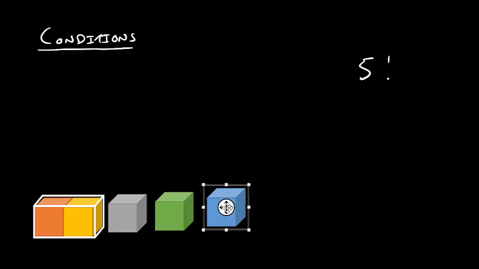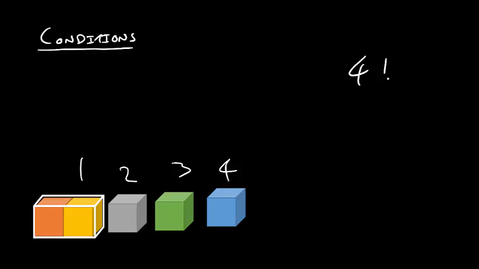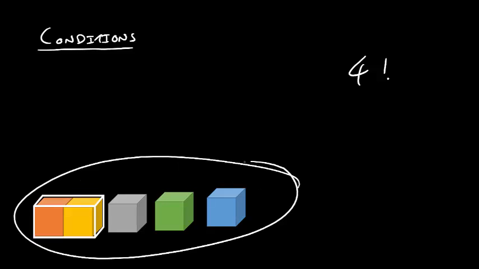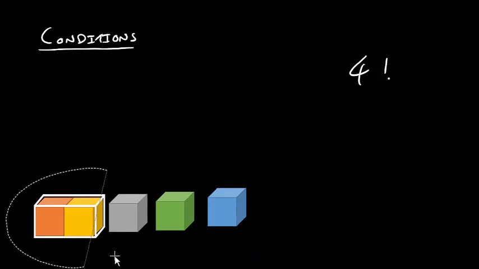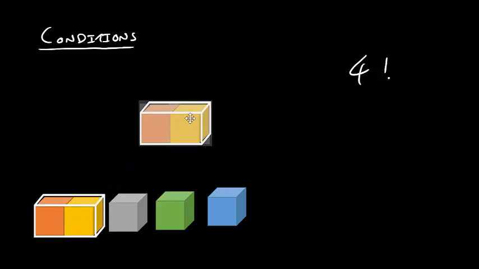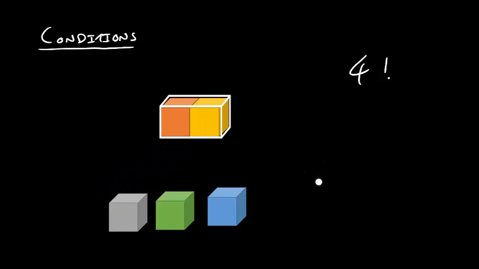So actually, I don't have 5 factorial ways of arranging this anymore. I have 4 factorial ways. Why? Because I've got 1, 2, 3, I've got 4 cubes now. So the number of ways of arranging these 4 cubes is 4 factorial, okay? But within that, I've got a kind of a sub-arrangement in that no matter what arrangement I choose, I can always have this yellow and orange cube round the other way. So I could just have them round the other way, okay?